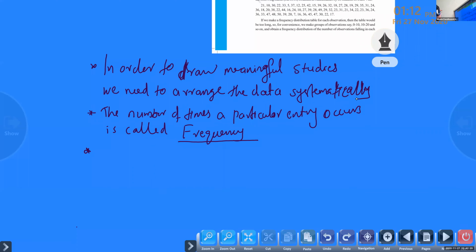We need to arrange the data systematically.